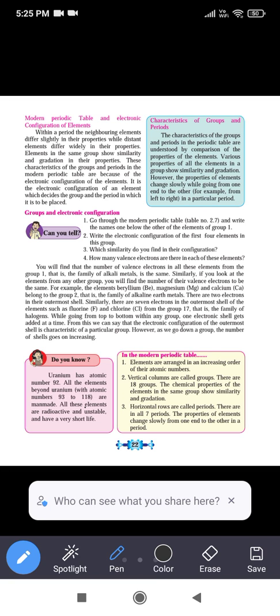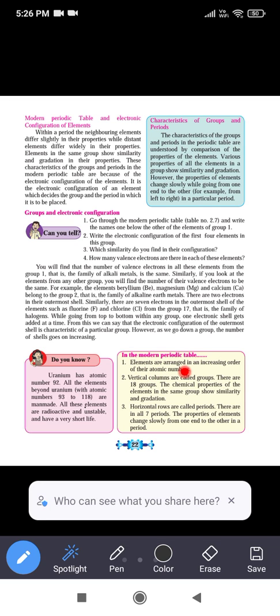So all these elements are radioactive and unstable and have a very short life. Those elements whose atomic numbers start from 93 and go to 118, they all are man-made and they are radioactive. वो क्या है? Radioactive, and they are unstable and have a very short life period.